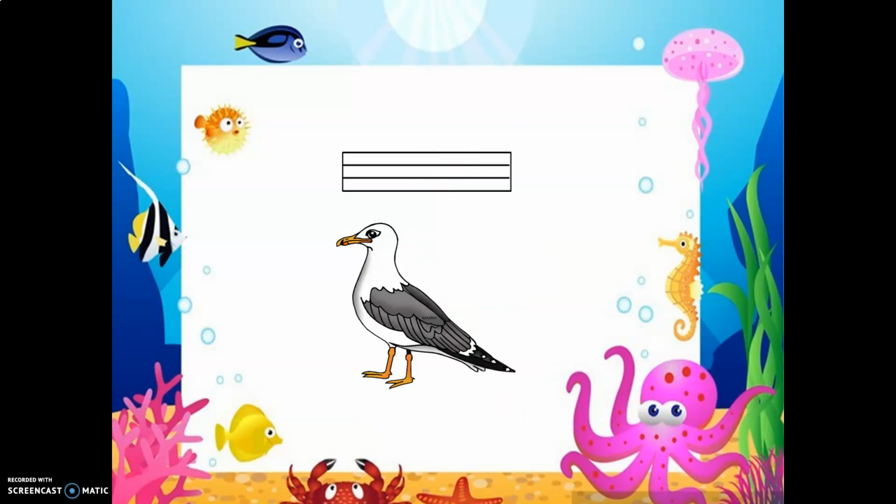Let's see, the second word in my lesson today is what? It's a seagull. Again, seagull. Word number 1 is an eel. 2, seagull.